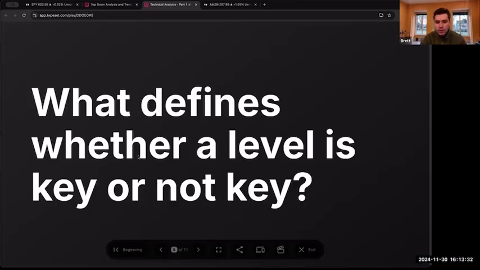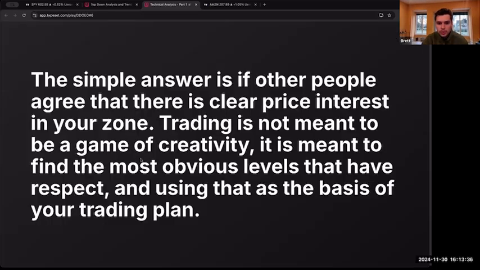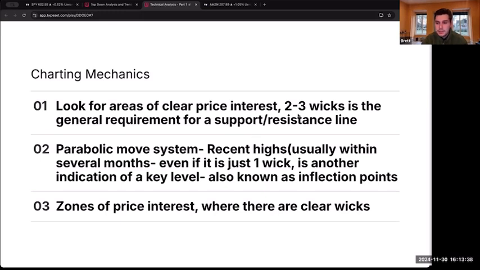So what defines whether a level is key or not? Well, first, what is a level? A level basically means we have historical action there, so historically we've seen some wicking or reactions off that area. Generally speaking, I look for 2 to 3 wicks off an area on the 1 hour or the 1 day time frame to determine if it's a level. That's it. I go to the 1 day, 1 hour, and see, are there 2 or 3 wicks off my level? And if there are, then that's my level.